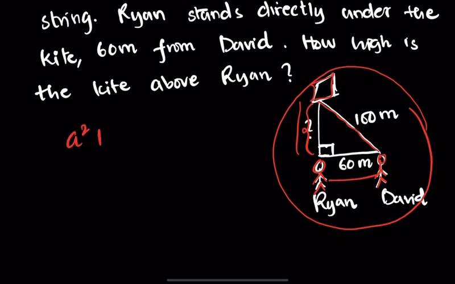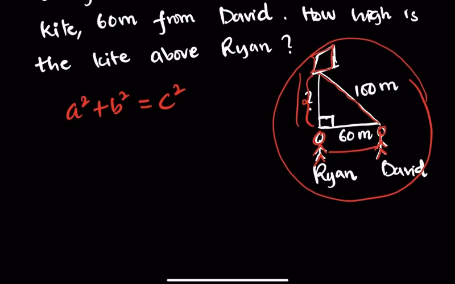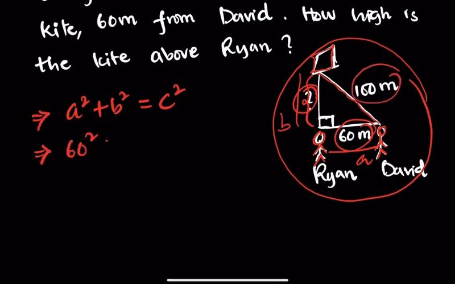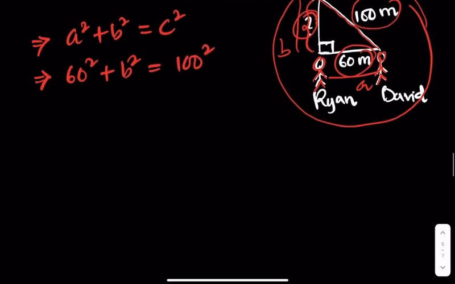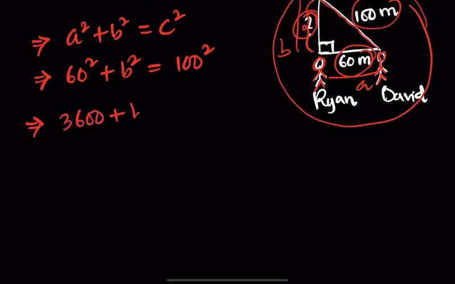a squared plus b squared should be equal to c squared. Now let this side be a, let this side be b, and let this be c. a squared means 60 squared, b squared stays as it is, and c squared means 100 squared. 60 squared is 3600 plus b squared equals 100 squared, which is 10,000.